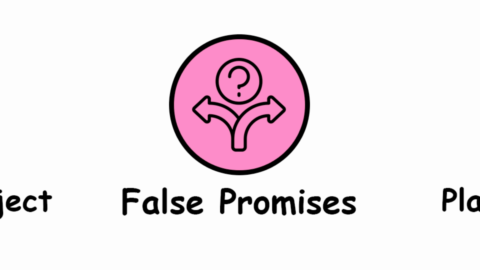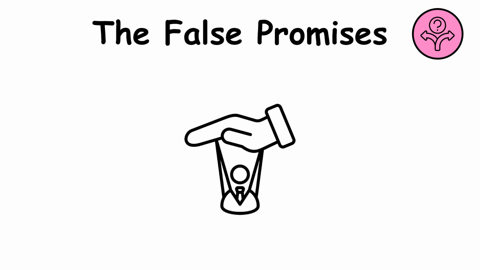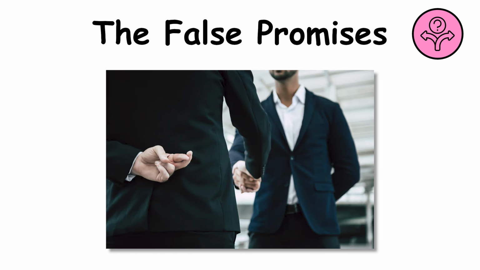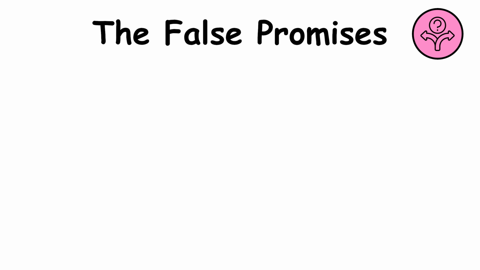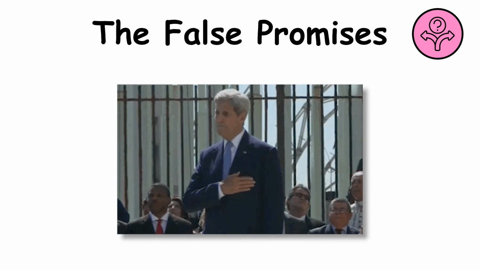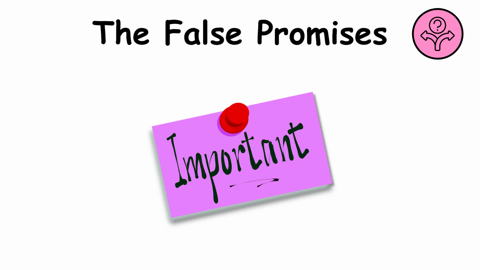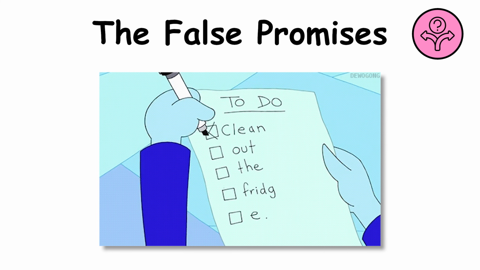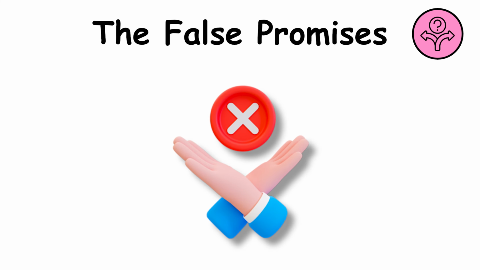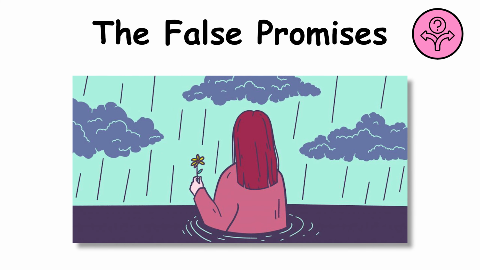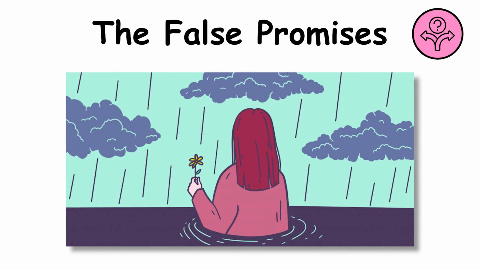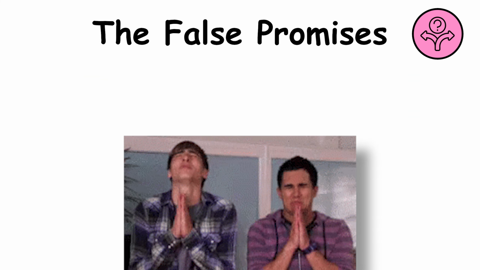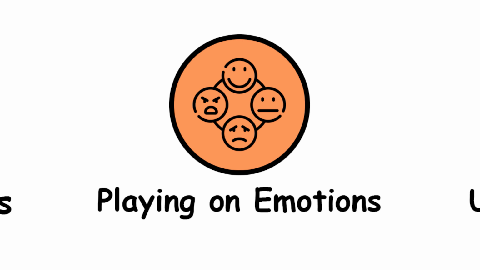The eighth technique is false promises. The manipulator makes promises they know they won't keep to keep the victim under control. Often, such promises are made when the victim is demanding something important to them. For example, the manipulator might promise to change their behavior or fulfill an important request for the victim, but never follows through. This creates false hope in the victim and keeps them clinging to the possibility of change that will never come.